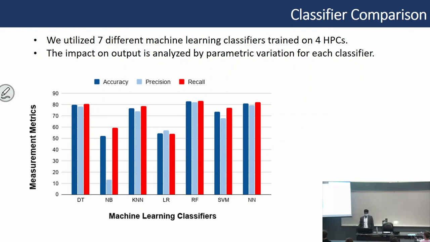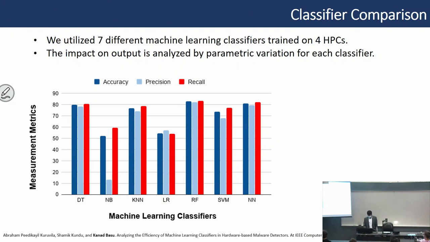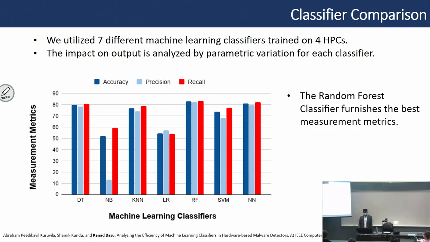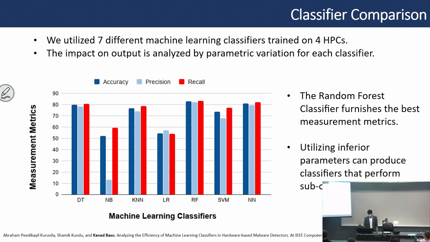Decision trees, naive Bayes, k-nearest neighbor, linear regression, random forest, support vector machines, and neural networks. This paper actually appeared in ISVLSI last year. The random forest classifier furnished the best performance metric. And of course, if you utilize inferior parameters, you can produce suboptimal results. This is what we used. That's the best results we plotted after varying different parameters.